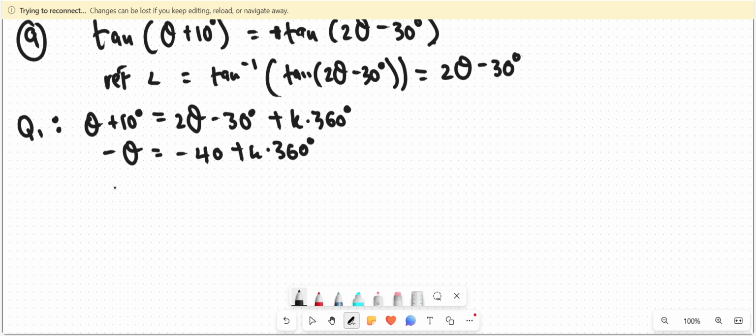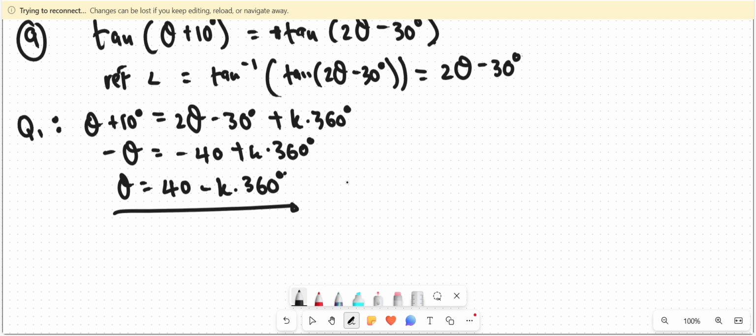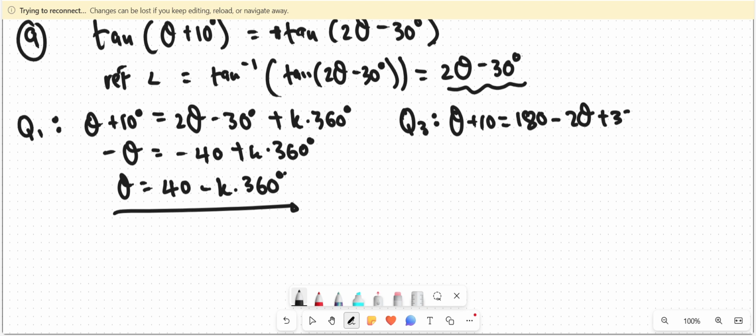Right? If you divide by negative, theta is positive 40, but with a negative K360. And there we go. And let's do quad number 3. So in quad 3, theta plus 10 degrees is equal to 180 minus, this is a binomial, so it's going to be a 2 theta, but with a plus 30 degrees. So please make sure you are writing that properly.